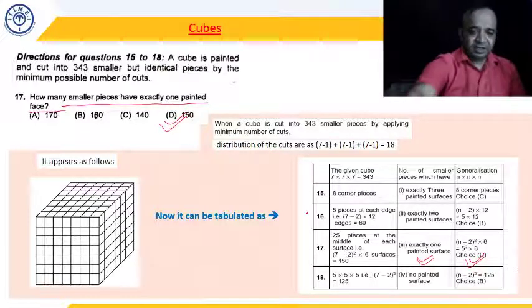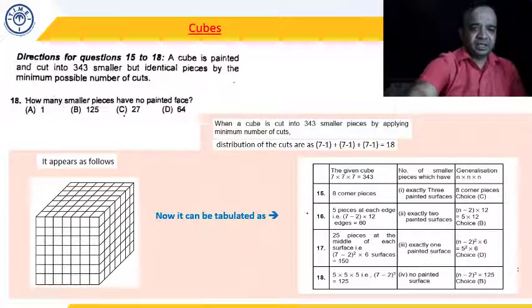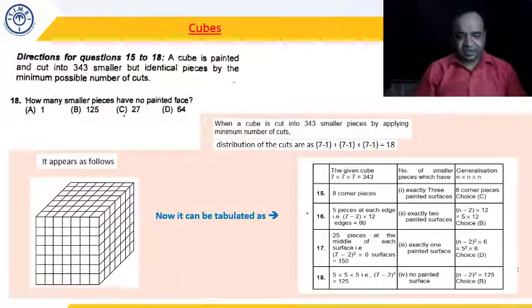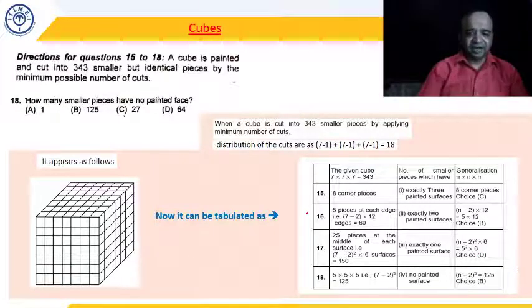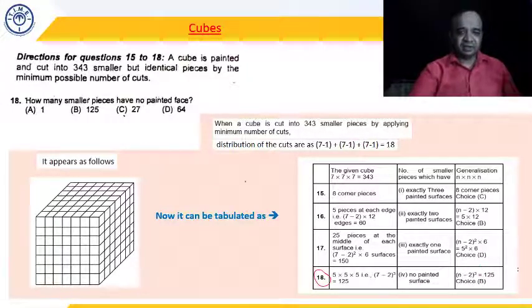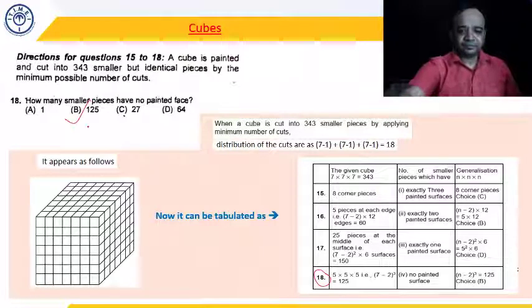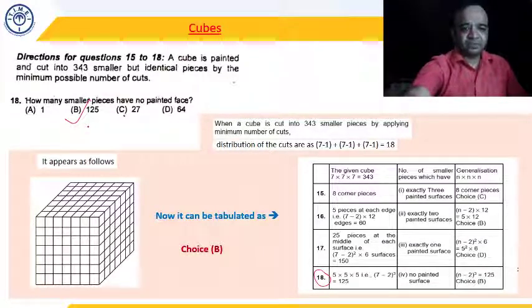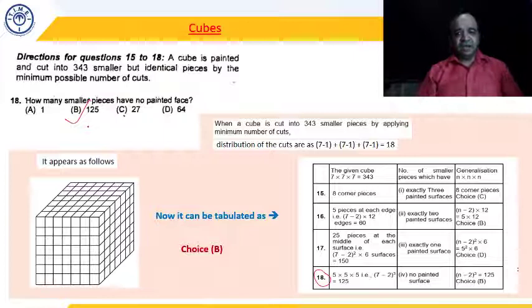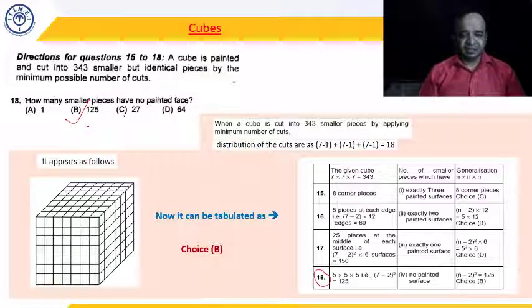Now, question number 18. In this case, no painted face, and that is lying completely inside. We already have discussed this. That is no painted surface, n minus 2 whole cube, 125. That is our answer choice B. I hope this is clear. So, till now, we have discussed the basics of this.